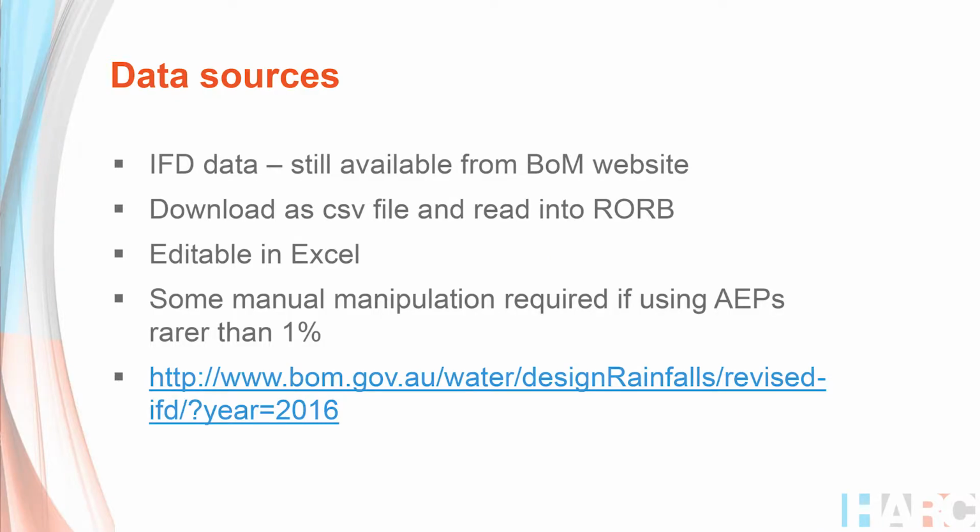So I will now spend a little bit of time talking about those data sources and how you access them and how you get them into RORB. I wanted to start first of all talking about the IFD data, the design rainfall frequency data. I suspect most people have used it, but it's still available from the Bureau of Meteorology website. You can download it as a CSV file and read that CSV file directly into RORB.